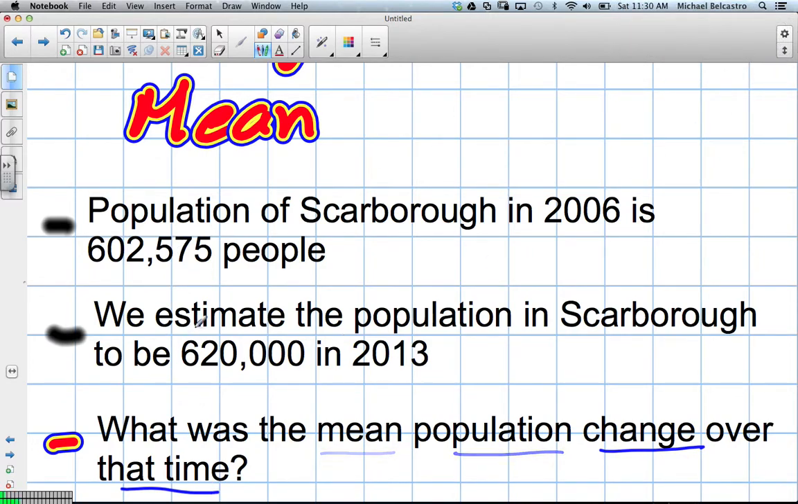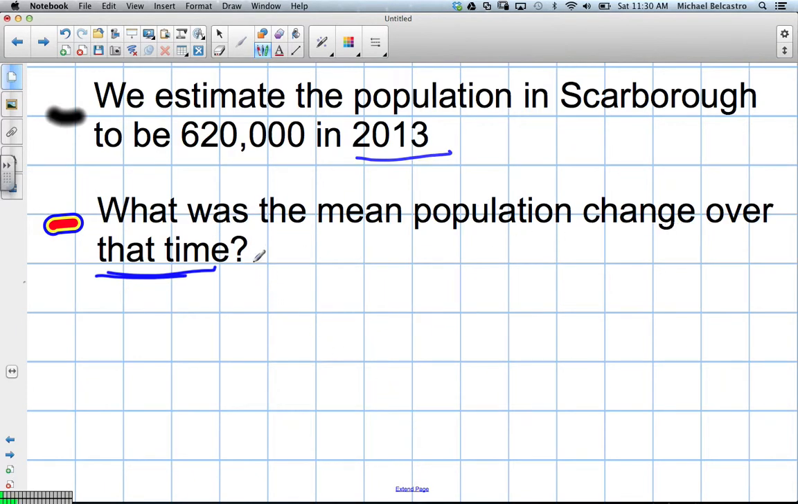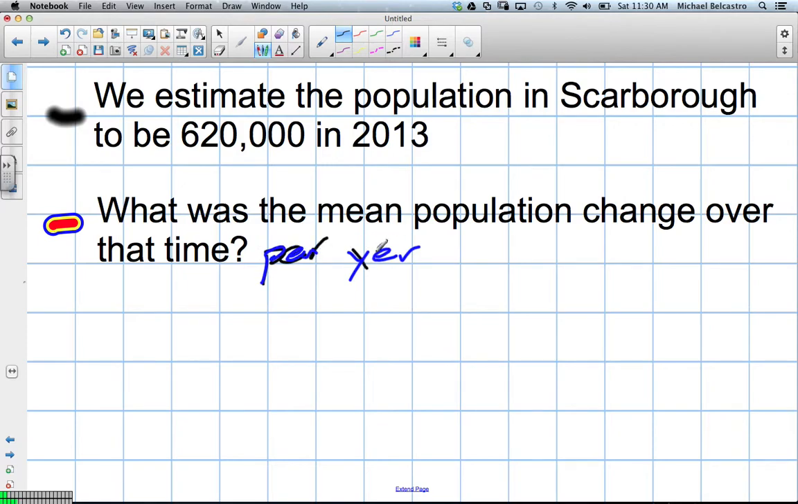What they're looking for is, first of all, we have to figure out how many years have passed over this time, because that's the time part, right? Mean population change over that time. Oh, I meant to say per year. Per year. That's very important in this question, otherwise that doesn't make sense. Okay, so per year, and let's spell year properly.